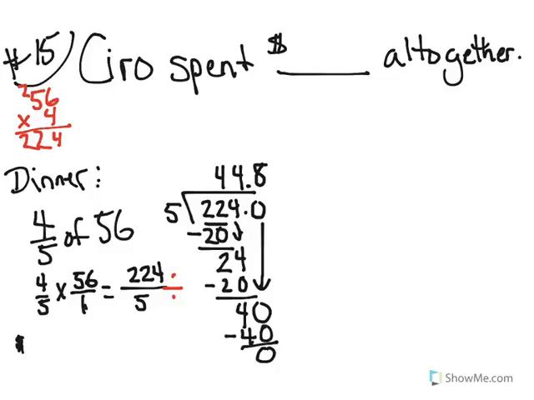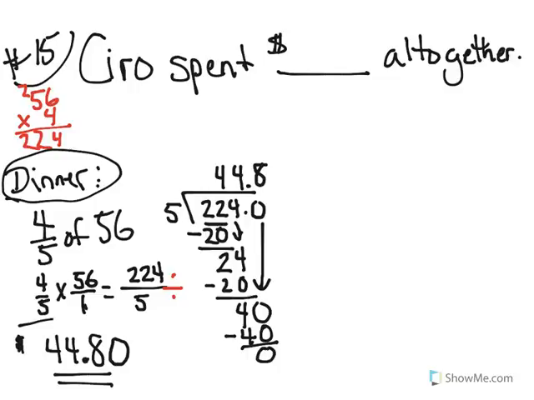Now, I have my decimal. But notice that 44 and 8/10 doesn't look like money. So I need to make this look like money. And the way I do that is I add a 0 so that I have my dollars and cents and it looks like money. So now I know that this was how much he spent on his dinner. His dinner was $44.80.